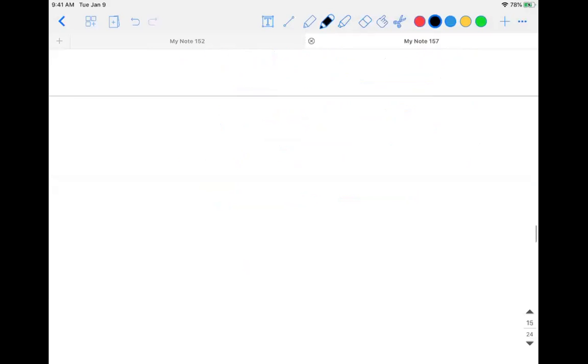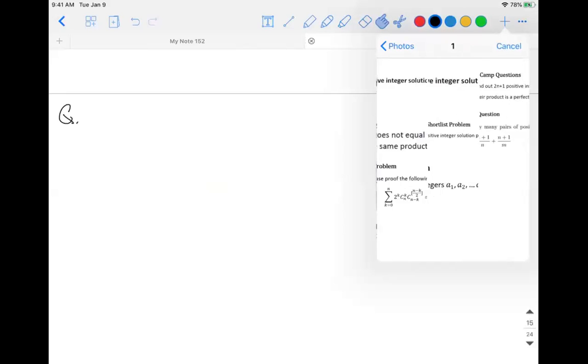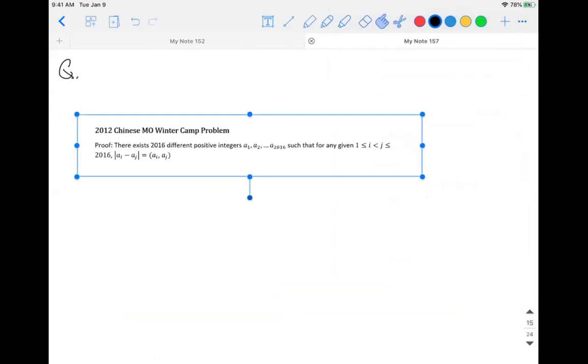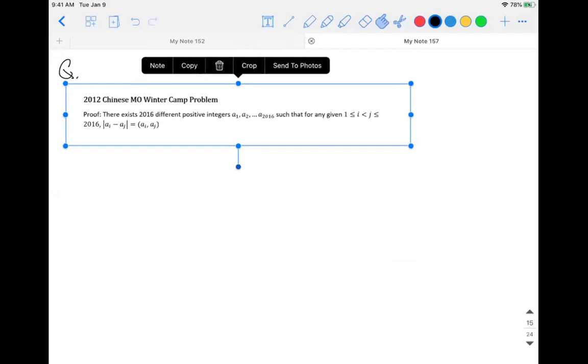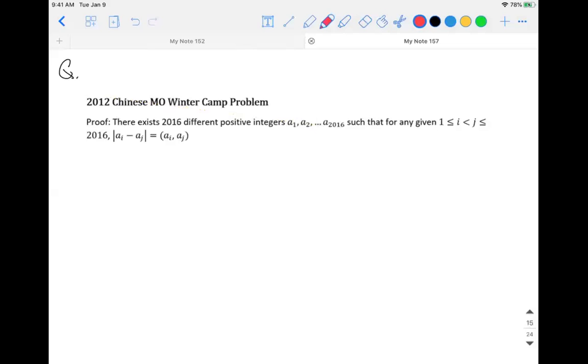Okay, let's go for the last problem for today's lecture. I love the last problem as well. These are all beautiful problems. This is a Chinese AIME winter camp problem. This is a 2012 Chinese winter camp question.